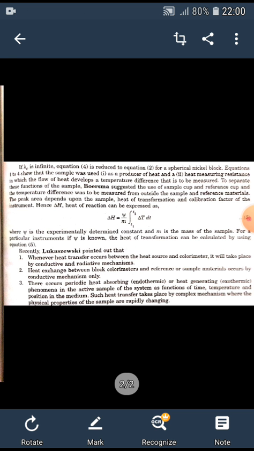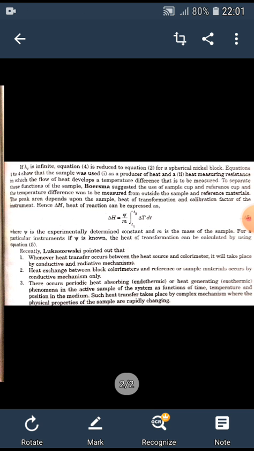These equations show that the sample is used as a producer of heat and a heat measuring resistance, in which the flow of heat develops a temperature difference that is to be measured. To separate these functions of the sample, Boersma suggested the use of a sample cup and reference cup, and the temperature difference was to be measured from outside the sample and reference materials. The peak area depends upon the sample heat of transformation and the calibration factor of the instrument.